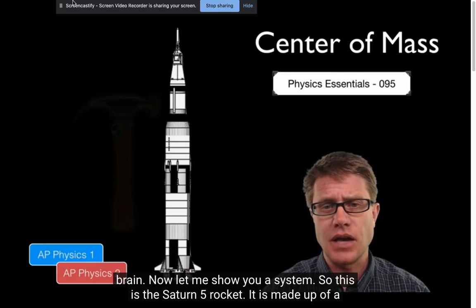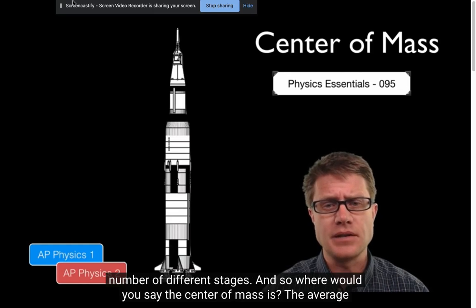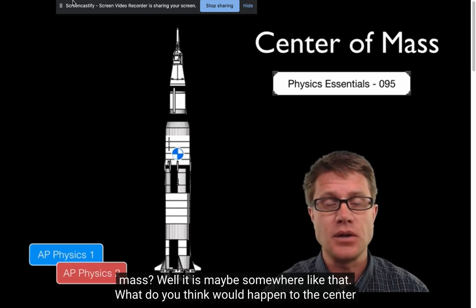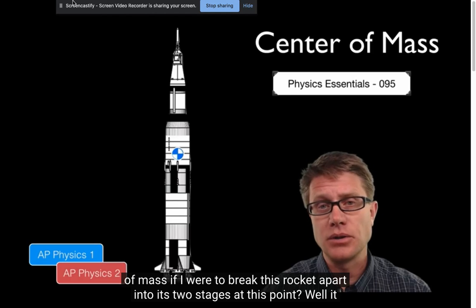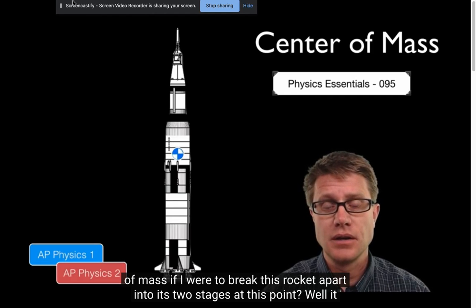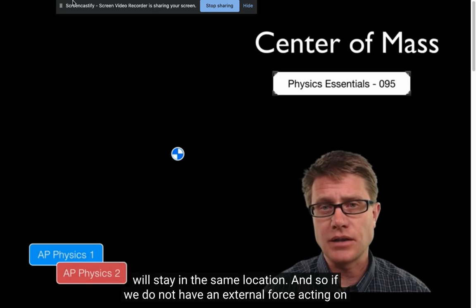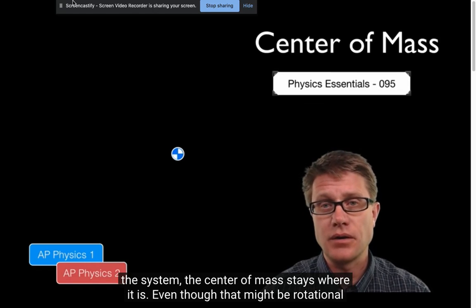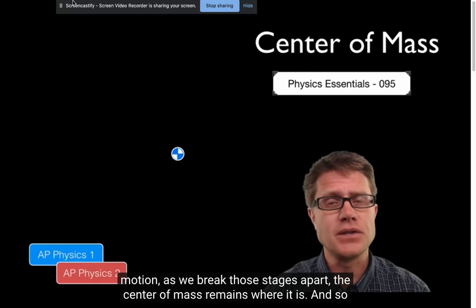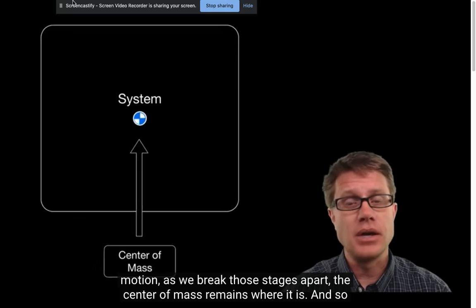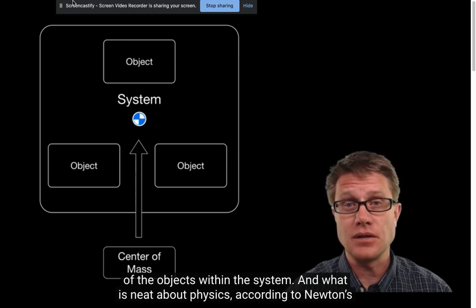Now let me show you a system. So this is a Saturn V rocket. It's made up of a number of different stages. And so where would you say the center of mass is, the average mass? Well, it's maybe somewhere like that. What do you think would happen to the center of mass if I were to break this rocket apart into its two stages at this point? Well, it will stay in the same location. And so if we don't have an external force acting on the system, the center of mass stays where it is. Even though there might be rotational motion as we break those stages apart, the center of mass remains where it is. And so any system is going to have a center of mass, and that center of mass is made up of all the objects within the system.